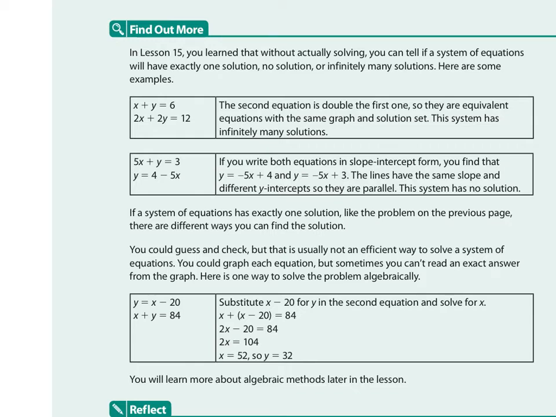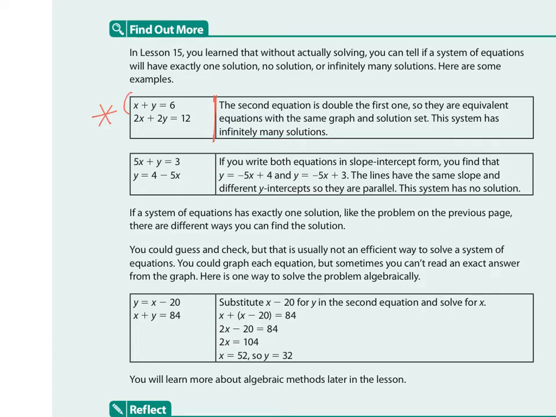So in other words, if I take a look at this system right here, x plus y equals 6, 2x plus 2y equals 12, those two equations kind of look the same, right? And if you look to the right here in this box, it will tell us just that. It says the second equation is double the first one, so they're equivalent equations, right?